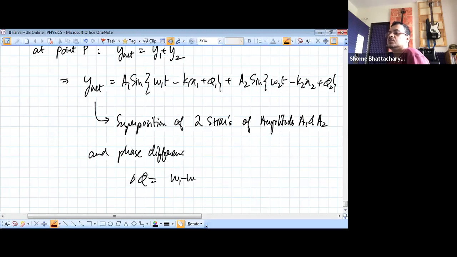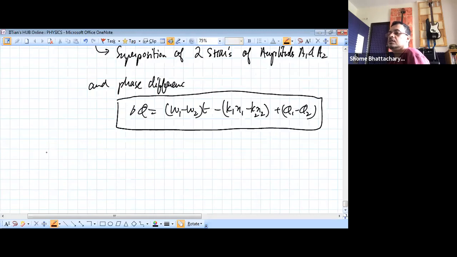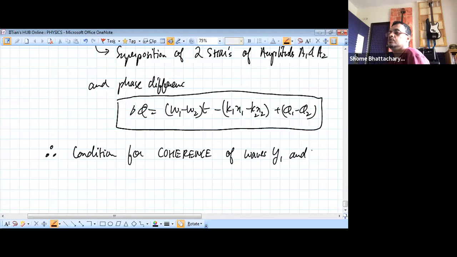Now that phase difference is (omega 1 minus omega 2) into t, minus k1 x1 minus k2 x2, plus phi 1 minus phi 2. So this is the phase difference in general if we take two general sources. So from here you can see that the condition for coherence of waves y1 and y2 is that the phase difference delta phi should be constant with respect to time. So that means this delta phi should not depend on time.